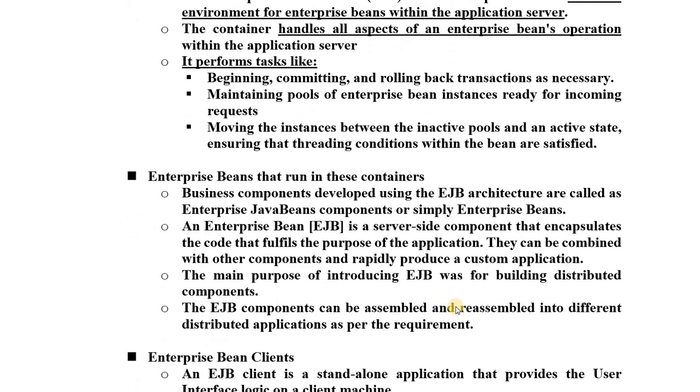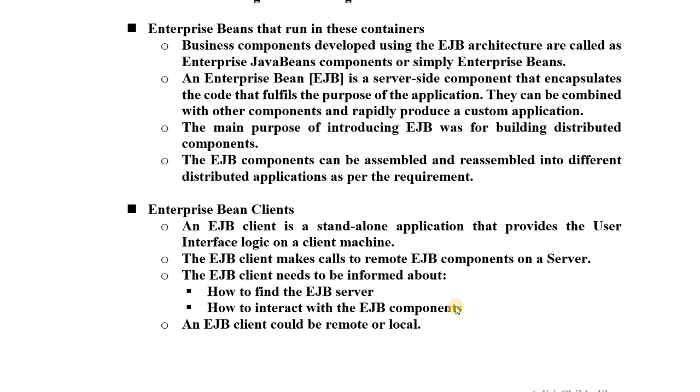Now the next component that we have is enterprise beans. These enterprise beans are placed inside the container. So now see the hierarchy. You have a server, inside a server you have a container, and inside a container you have enterprise beans. The business components which we have developed using the EJB architecture are called enterprise Java bean components, or they are simply called enterprise beans.